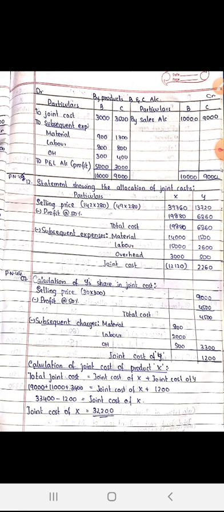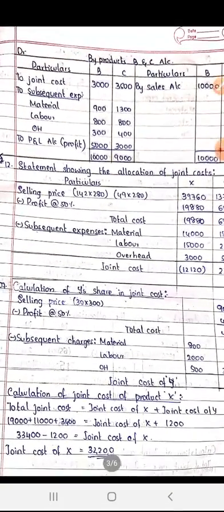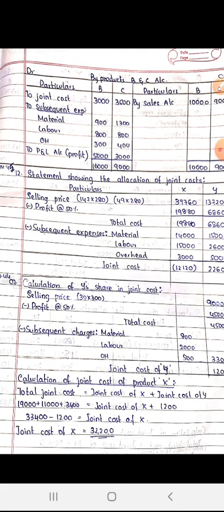There are no changes, only the preparation of the X and Y account and showing the apportionment of the joint expenses. Okay, quickly I will explain. See, first we have to write what? Selling price, right? How much is the selling price? Selling price is not directly given under this.